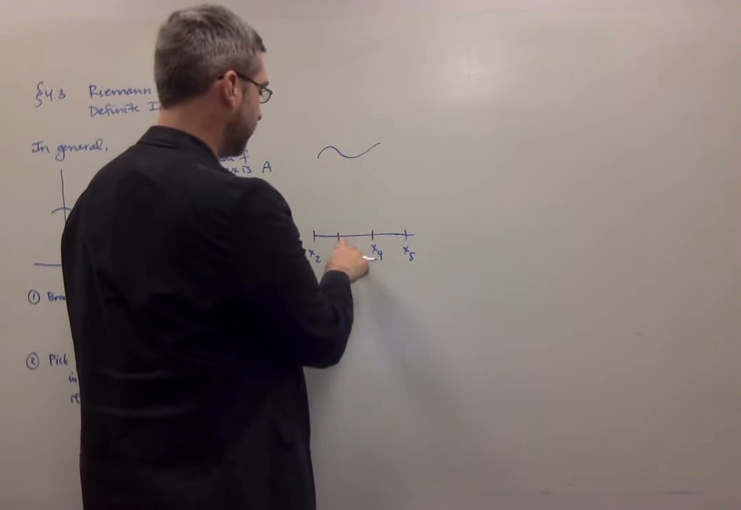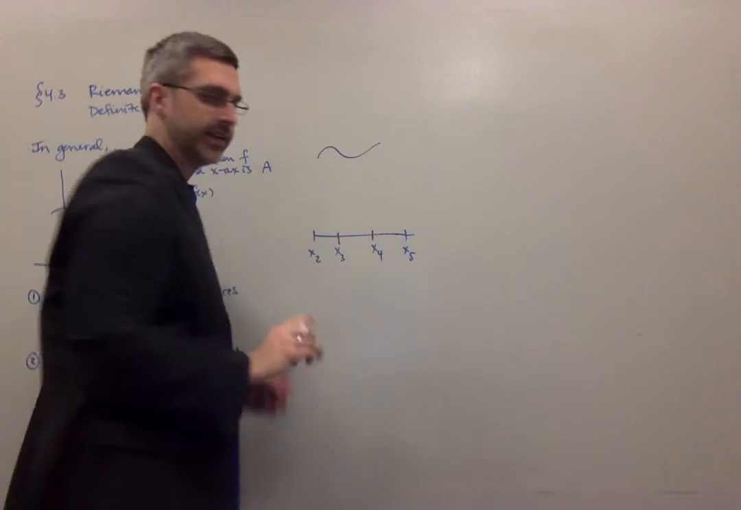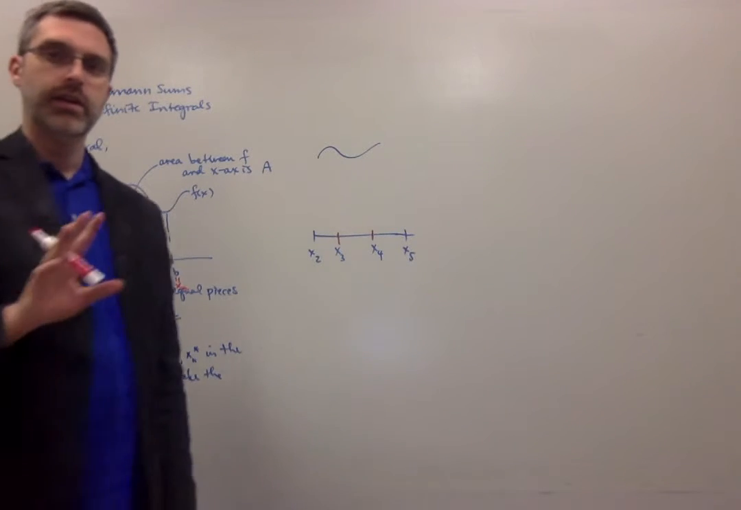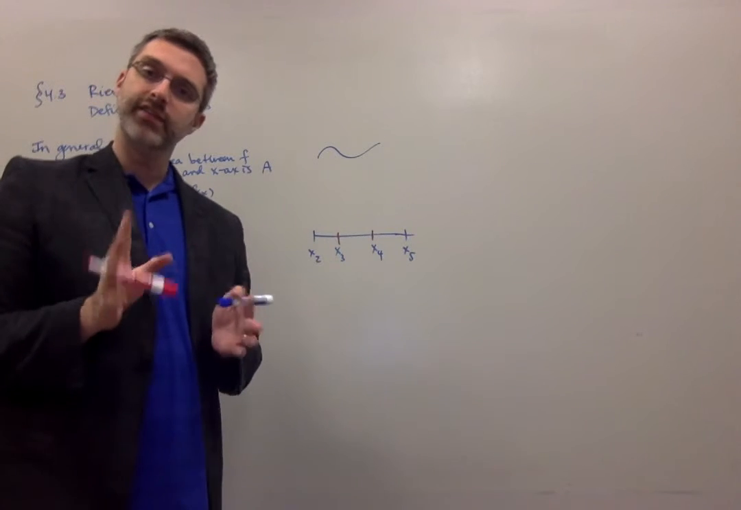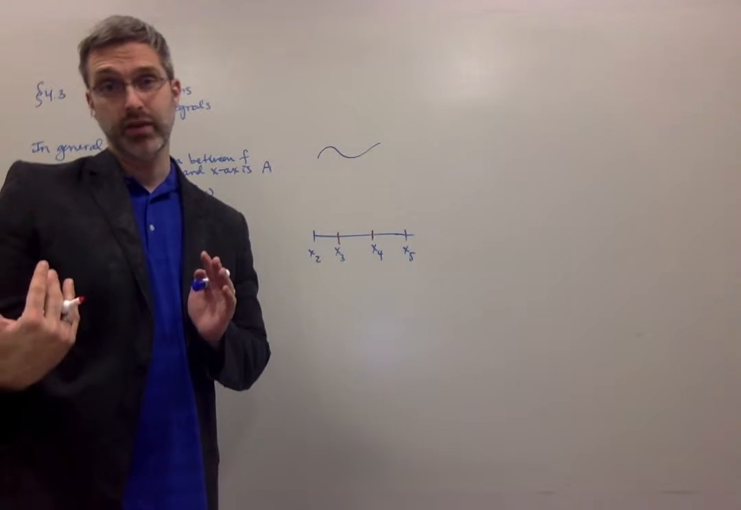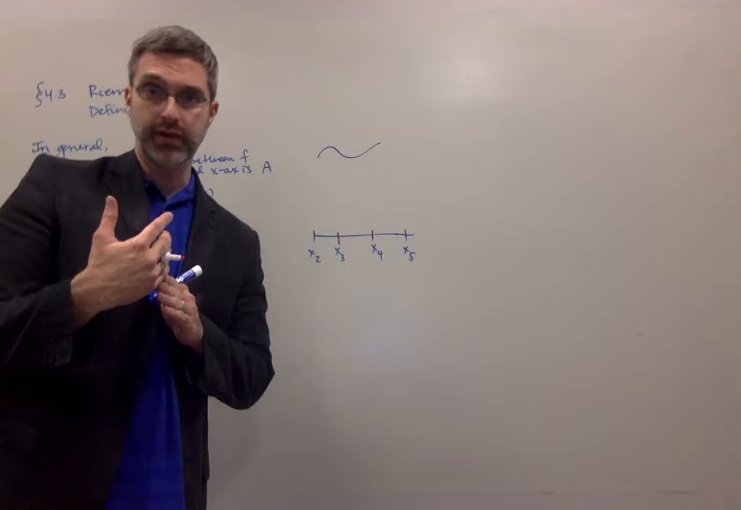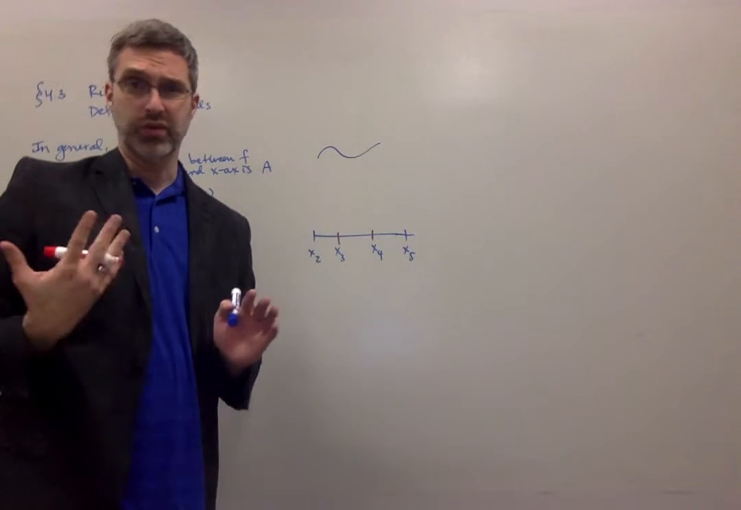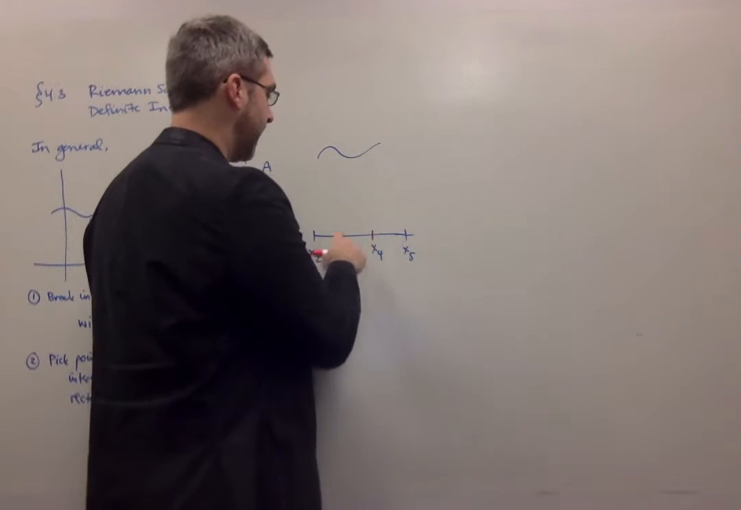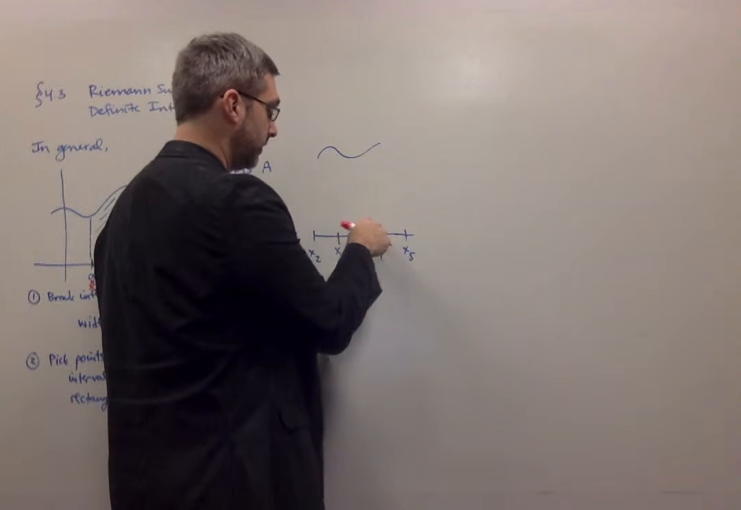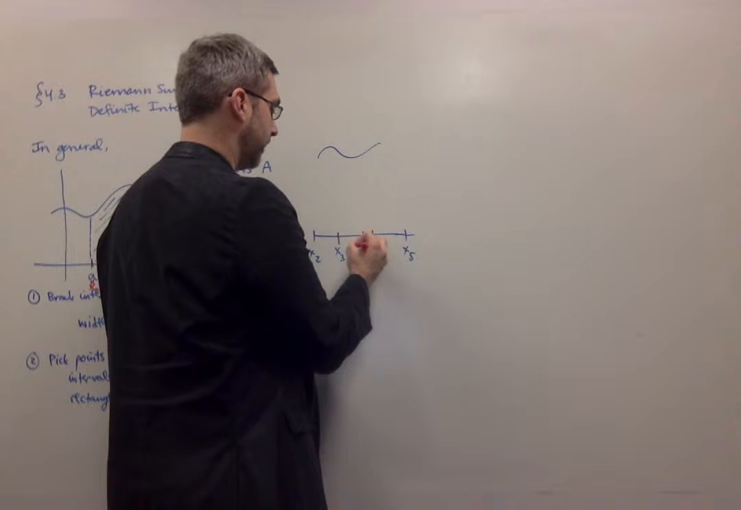I need to pick a point in here where I'm going to take the height. Now, usually what we've done is we've taken the right endpoint. But you don't have to take the right endpoint. You could take the left endpoint, you could take the midpoint, you could take some other random point. You could take the highest point, you could take the lowest point. So the point is, at some place in this interval, and it could be one endpoint or the other, we're going to pick a point that I'm going to call, in this case, x sub 4 star.